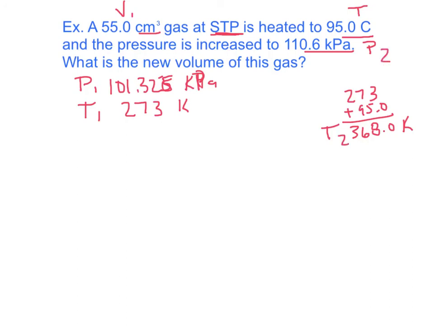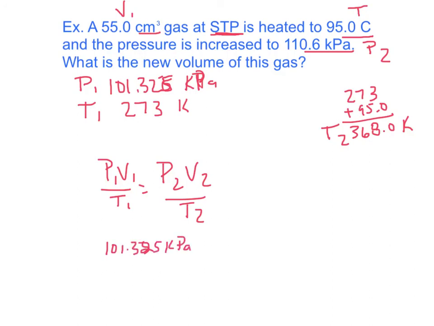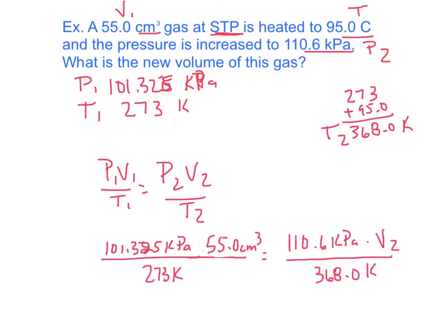So we're going to use the combined gas law: P1 V1 over T1 equals P2 V2 over T2, and then we plug all these in. P1 is 101.325 kPa. I'm going to pause it and write them in. Okay, I've written all these in with the correct units. So what I need you to do is solve for V2. Get V2 by itself: multiply both sides by 368, divide both sides by 110.6, then plug it in and find out what the new volume is and what the units are on it.